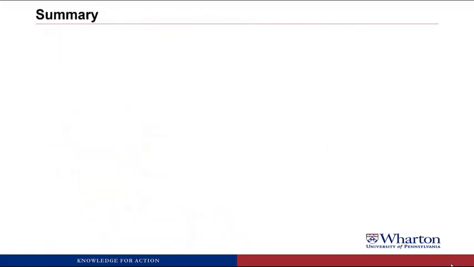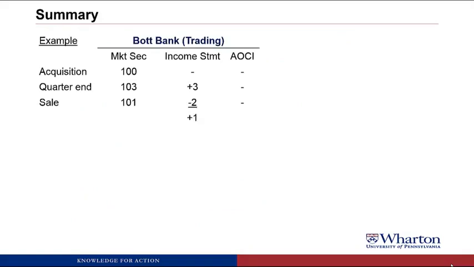So I think we really need a summary slide at this point to try to tie all of this stuff together. So in the original example, we bought a marketable security at 100. We wrote it up to 103 at the quarter end. That went on the balance sheet. And then we eventually sold it for 101.